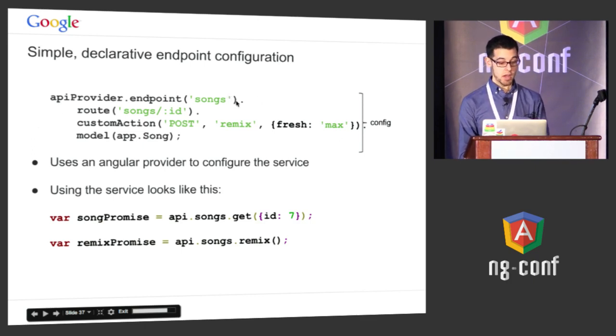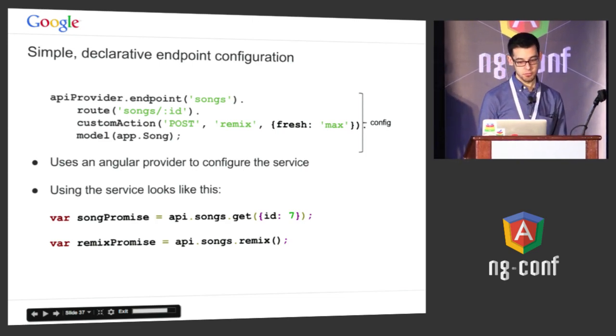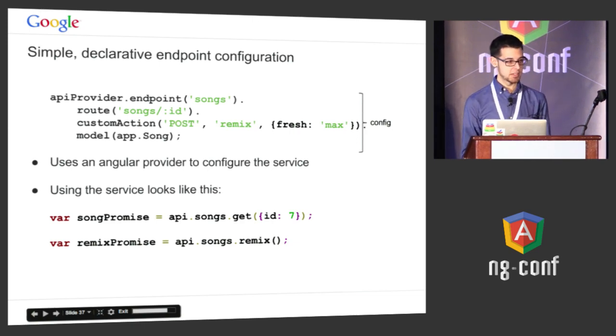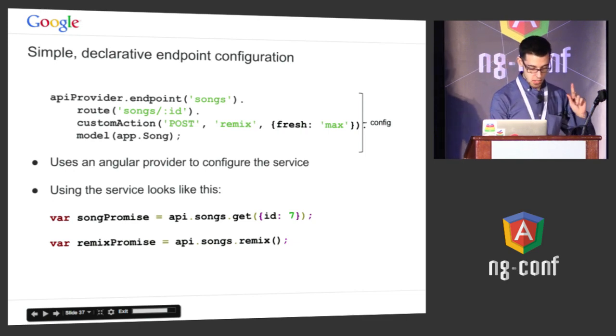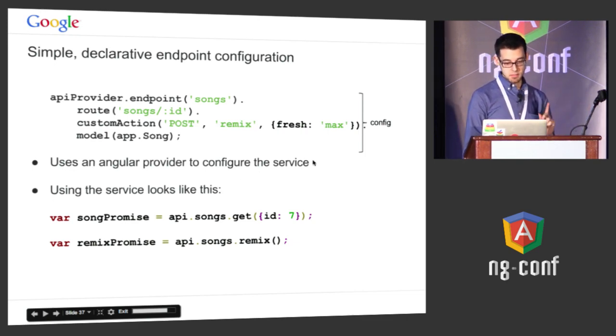We're specifying the route for that endpoint. We're declaring a custom action to that endpoint. So this is a post. The action is called remix with preset parameters for the request. In this case, fresh is max. And we're also specifying a model, which is a constructor for the data coming back from this endpoint. I'm going to talk about that model in a minute. So defining this places this song endpoint onto our API service, as you can see at the bottom of this.